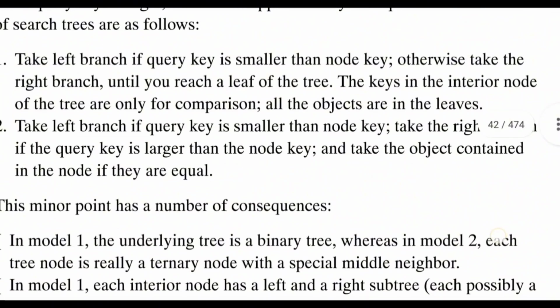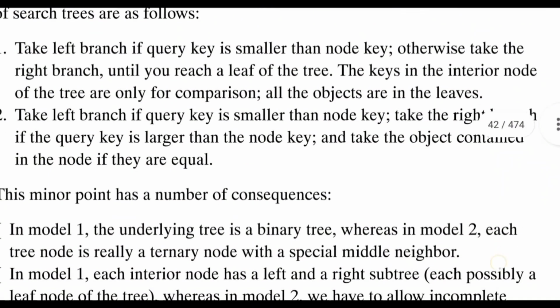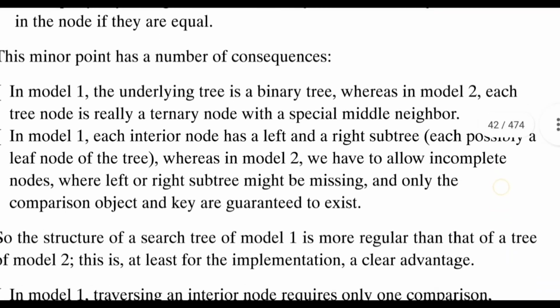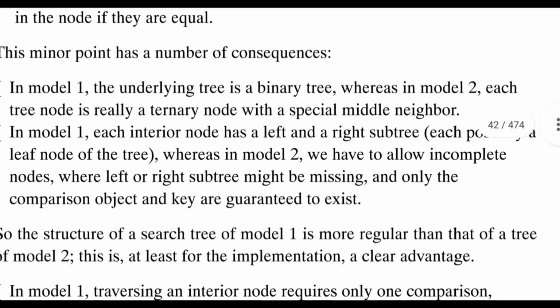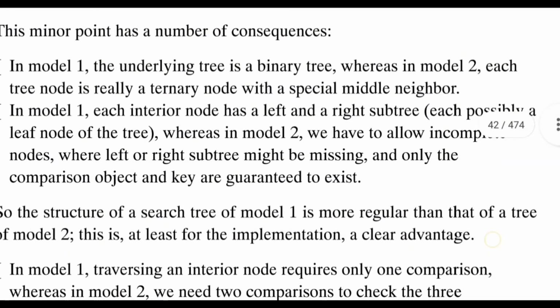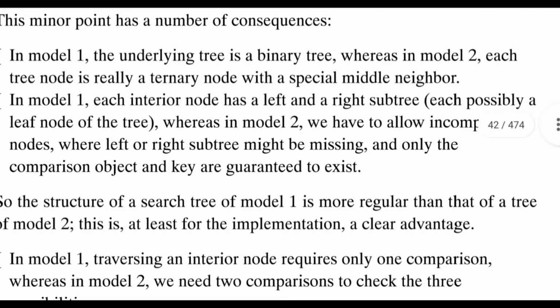In model 1, the underlying tree is a binary tree, whereas in model 2, each tree node is really a ternary node with a special middle neighbor. In model 1, each interior node has a left and right subtree, whereas in model 2 we allow incomplete nodes where the left or right subtree might be missing, and only the comparison of object and key is guaranteed to exist. Okay, let us see the conclusion of this.